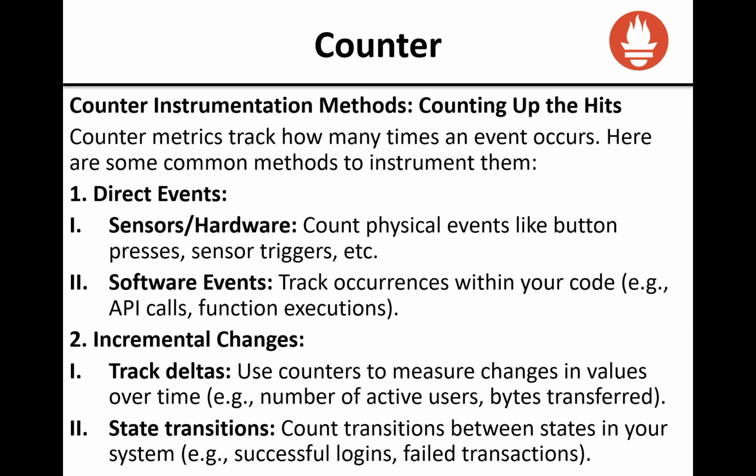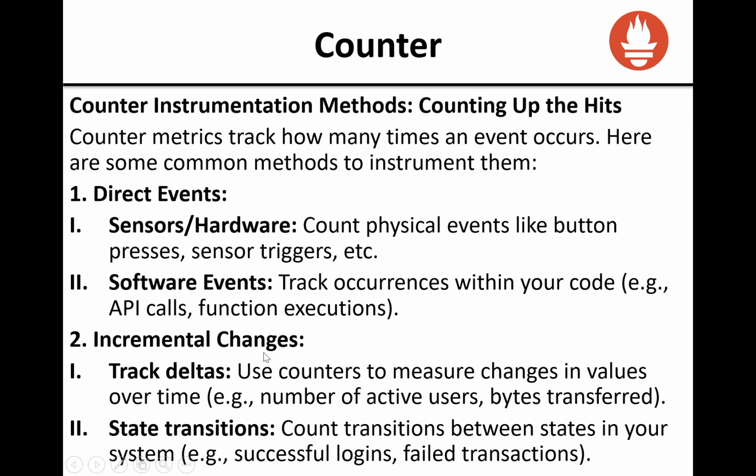Counter instrumentation methods: counting up the events. Counter metrics track how many times an event occurs. Here are some common methods to instrument them. The first method is direct events. There are two types in this. First one is sensors or hardware. Second one is software events. Sensors or hardware count physical events like button presses, sensor triggers, etc. Software events track occurrences within your code like API calls, function executions, etc.